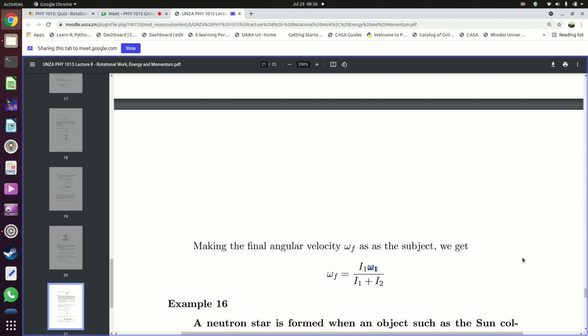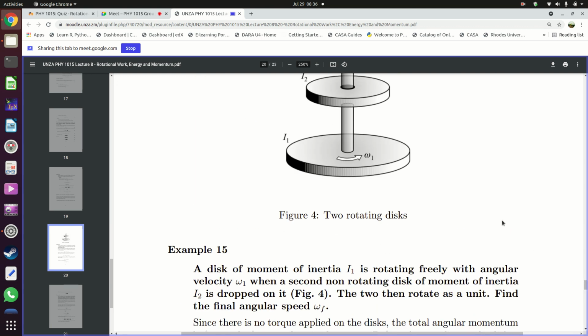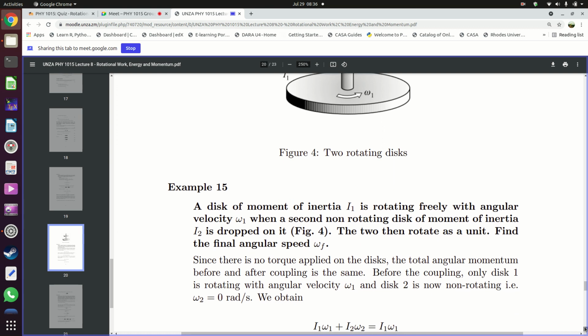Basically what we are saying here is that when you have a setup like this, from applying conservation of angular momentum, when this thing couples, it's going to slow down. That's basically what we're saying. Are we clear?